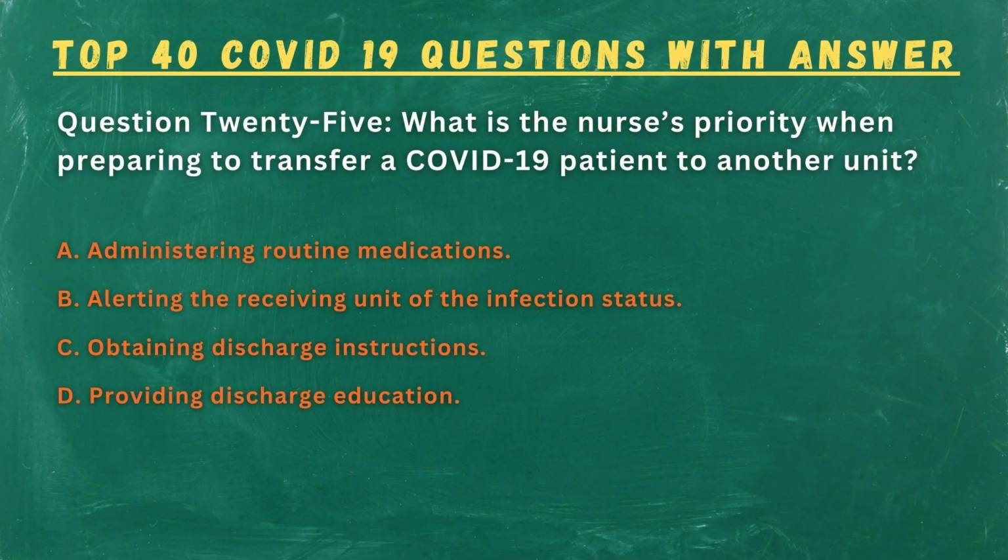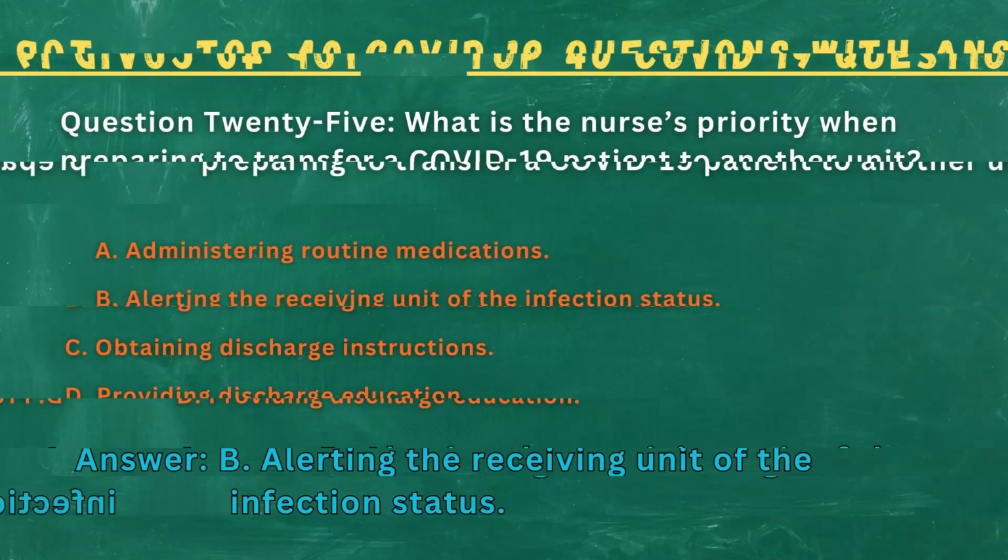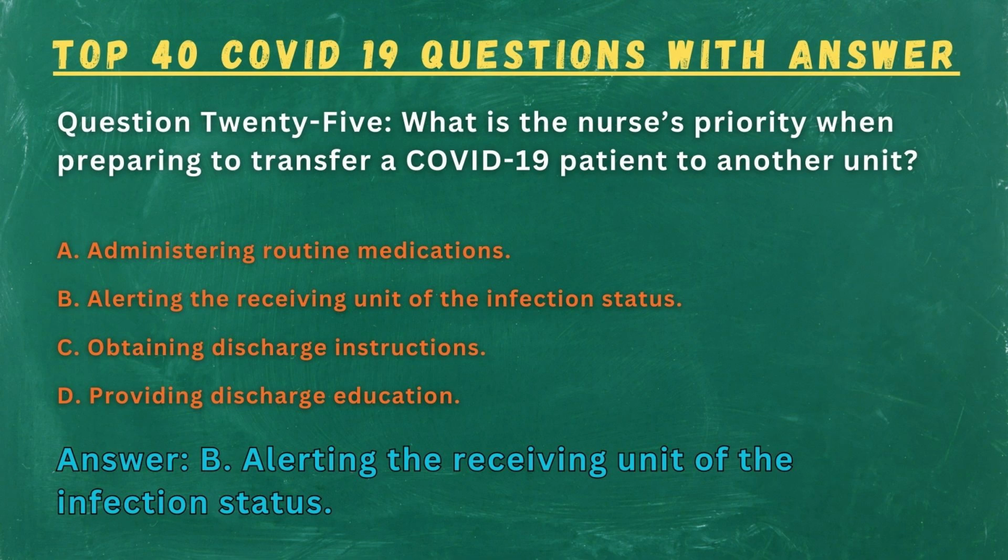Question 25. What is the nurse's priority when preparing to transfer a COVID-19 patient to another unit? A. Administering routine medications. B. Alerting the receiving unit of the infection status. C. Obtaining discharge instructions. D. Providing discharge education. Answer: B. Alerting the receiving unit of the infection status.